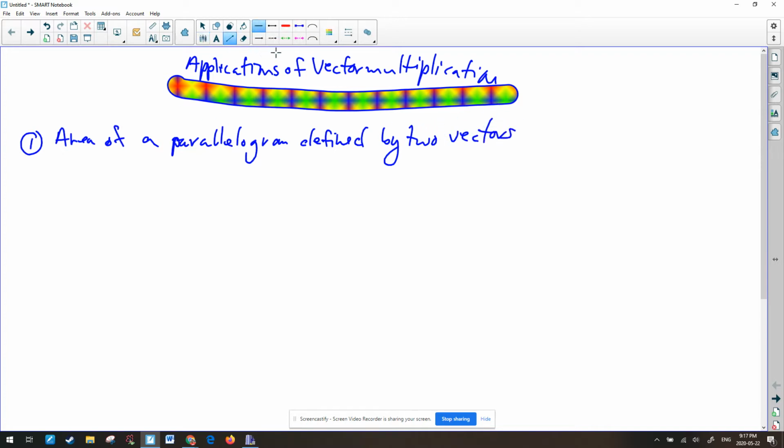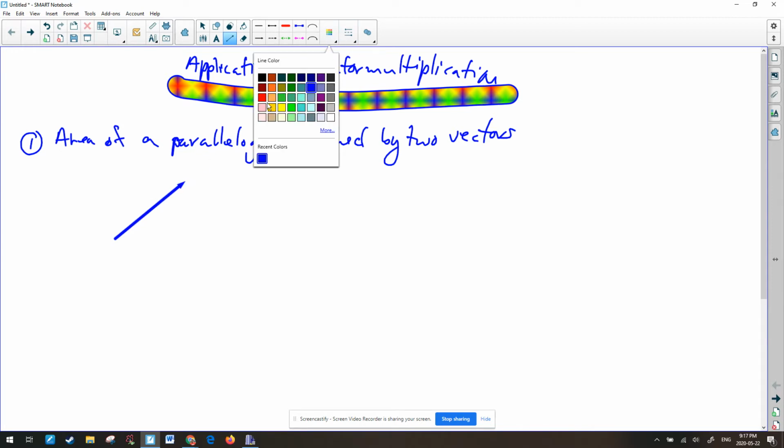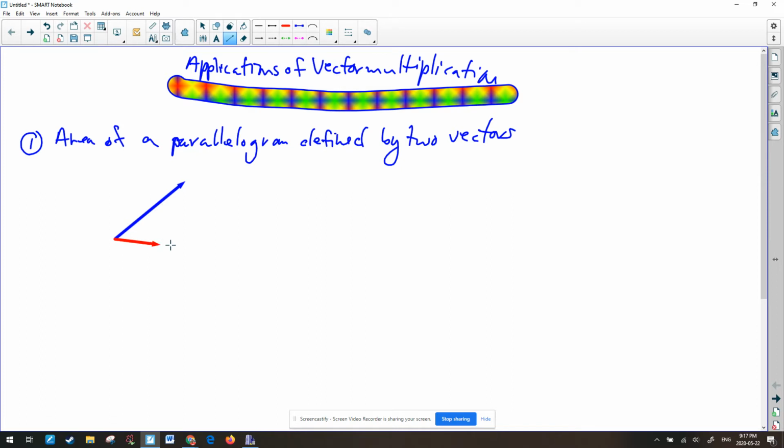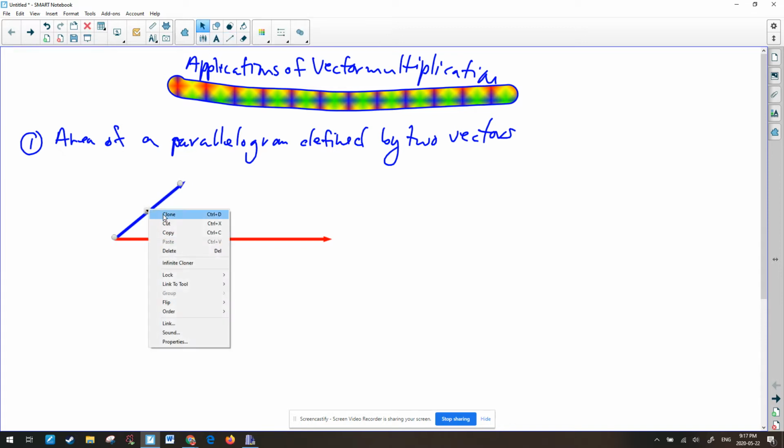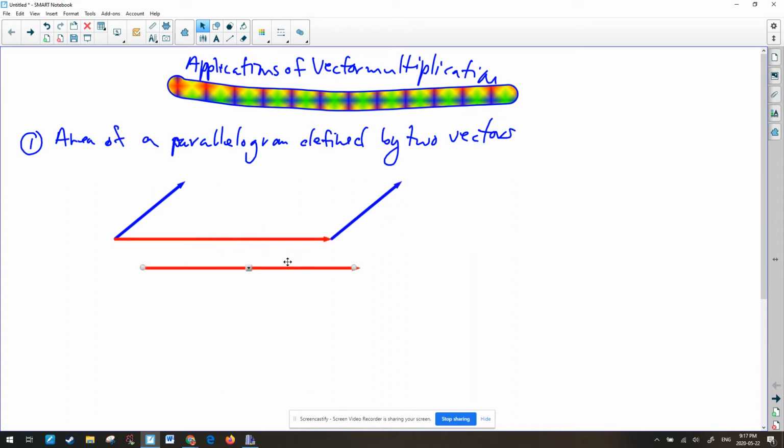So imagine we had this, and we'll make this one this color. There's one vector, and then we're going to grab a different color, red, and here's another vector. I want to find the area of the parallelogram defined by those two vectors. It's pretty easy to envision that these two vectors nicely form for us a parallelogram. There it is right there. So there is the area of the parallelogram.